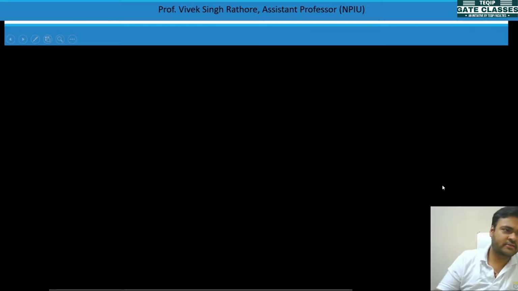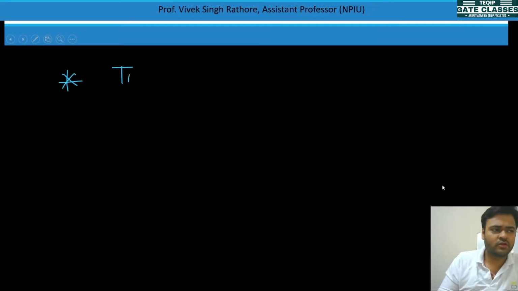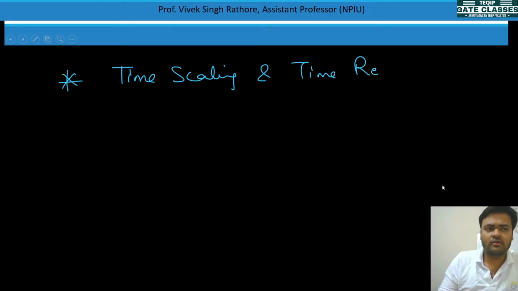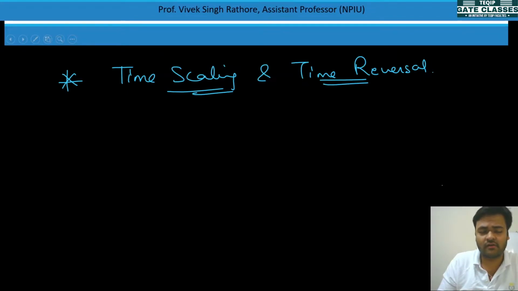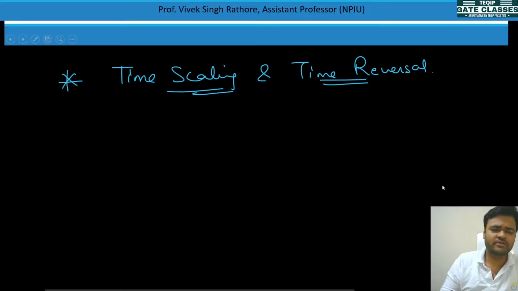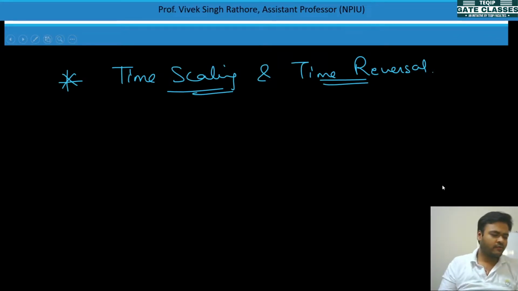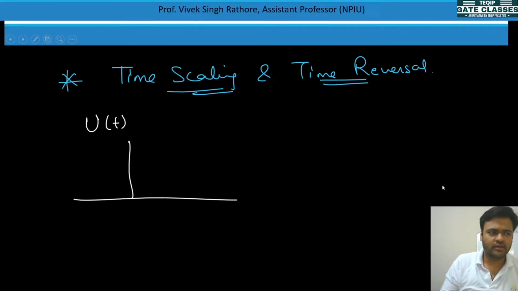So let's get started with our first thing: when we do the operations time scaling and time reversal in signals such as unit step and ramp, what happens, and in our unit impulse what happens. So let's do it one by one. First we'll do unit step. The unit step signal is there, with the jump at t equal to 0. This is the unit step signal.